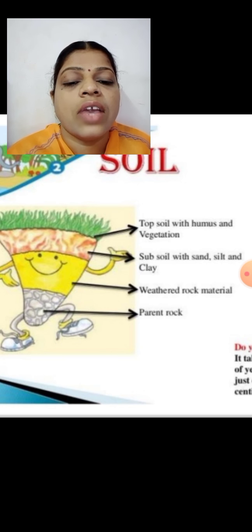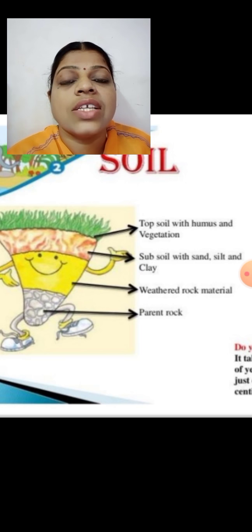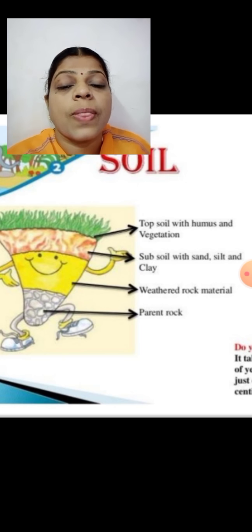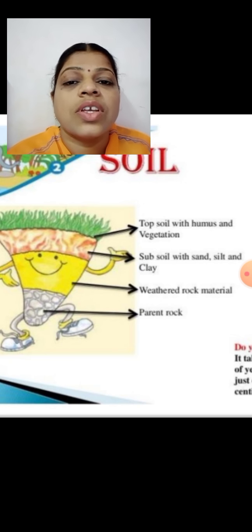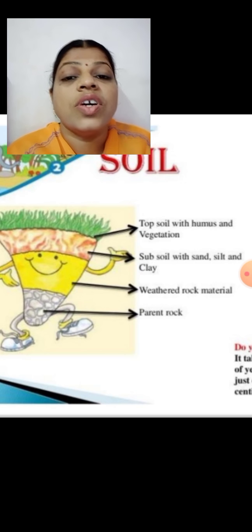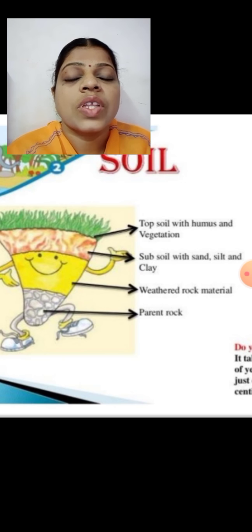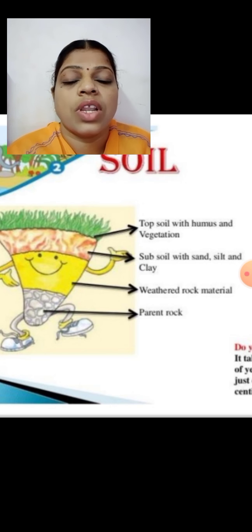The third layer is, what is that? Subsoil. What does it consist of? Sand, silt and clay. And the topmost layer, what is it? You know that this topsoil is a very fertile soil, isn't it? Why is it so? Because it consists of humus. Humus increases the fertility of the soil, isn't it? So these are the 4 layers of the soil.